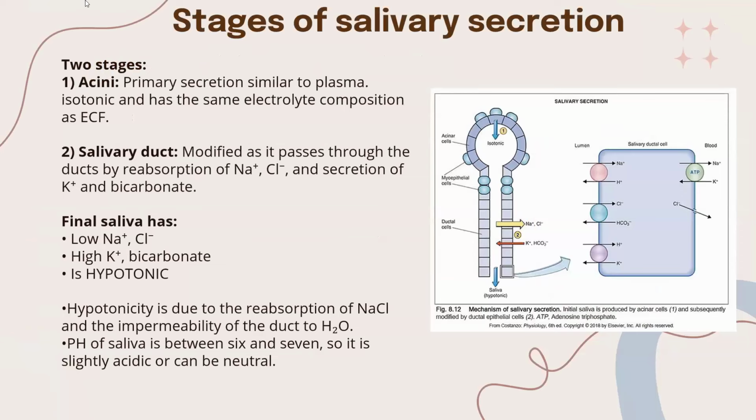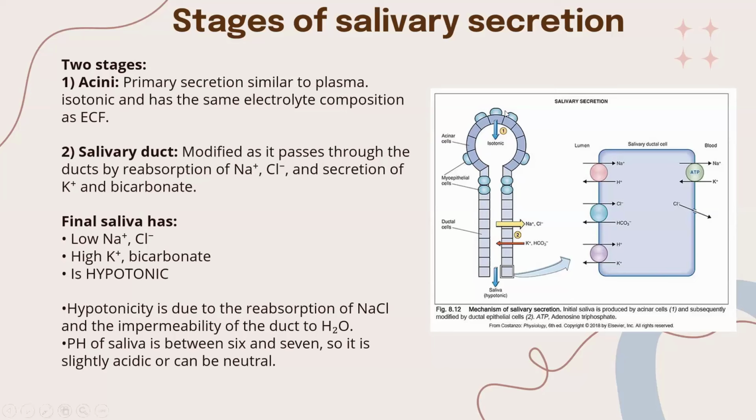So the stages of salivary secretion. We have two stages. A stage that happens in the acini, and the second stage happens in the salivary duct. In the acini, we have the primary secretion that is similar to plasma, as I said, and it's isotonic and has the same electrolyte composition as the extracellular fluid. In the salivary duct, this primary saliva gets modified as it passes through the duct.